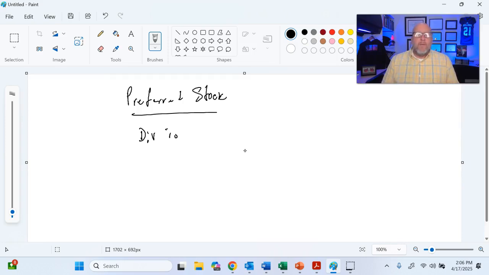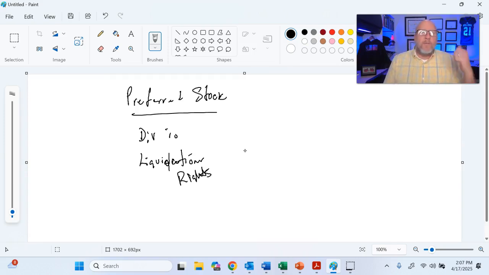In addition, if things really hit the fan and we had to shut the business down and sell all the assets, the preferred shareholders would get their capital back first before any distribution to common shareholders. So we have liquidation rights. Anyway, so we have dividends and liquidation rights.